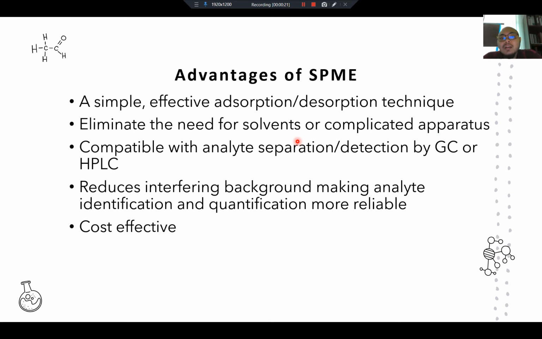It's very green. It is compatible with analyte separation detected by GC or HPLC, and for this particular situation, GC. Why do we need to use GC? Because the analytes of accelerant are usually volatile. So it reduces the interfering background and makes the analysis much more reliable.